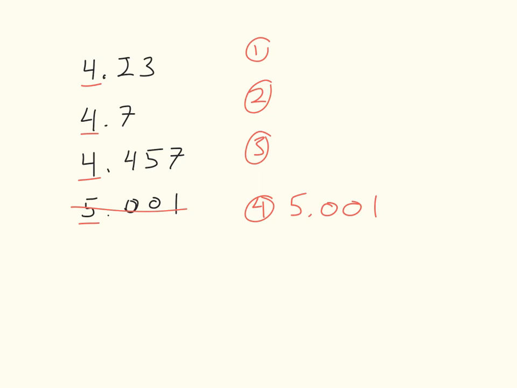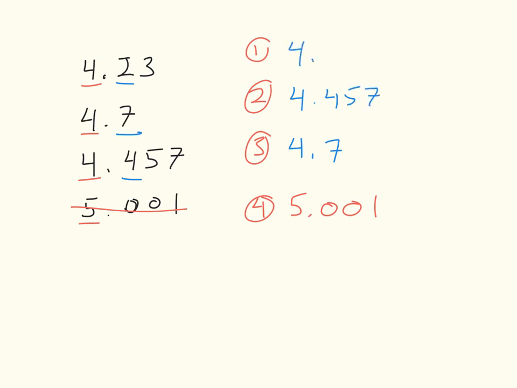Now I'm going to look at my next place value, my 10ths place, and I see I've got a 2, a 7, and a 4. And so that's going to allow me to finish my ordering because they're all different. So the largest of those 3 is my 7/10. So that would be 4 and 7/10. And then 4/10, I'm working backwards here. So that's 4 and 457 thousandths.